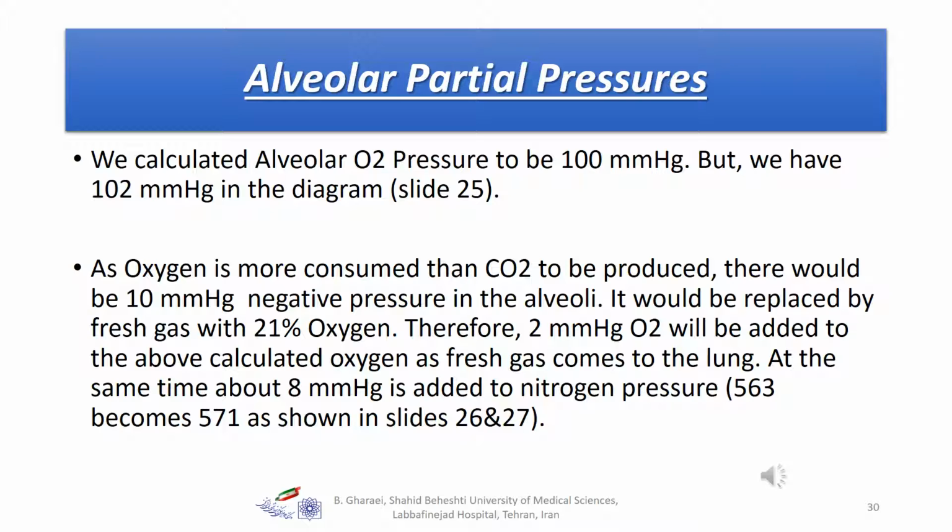At the same time, about 8 millimeters of mercury is added to nitrogen pressure. As you can see, in trachea we had 563, and at the level of lung we came to 571. And this difference is because of the suction of fresh air, which has 80% nitrogen, which will become 8 millimeters of mercury nitrogen.